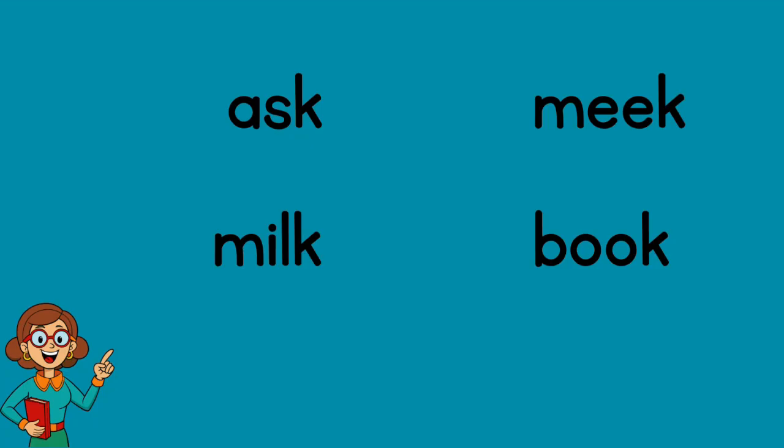Look at all of these words I have here. There is one letter that all of these four words have. What letter is it? Yes, they all have K. And where do you see the K in each of these words? In the final position. Listen as I read these words, the ones that are in the first column. Ask, milk.